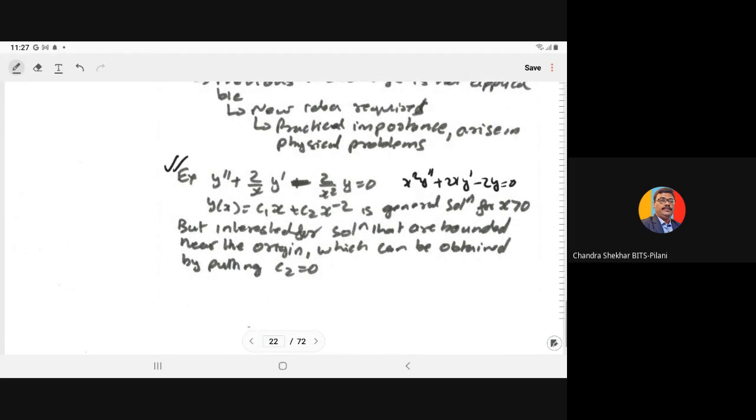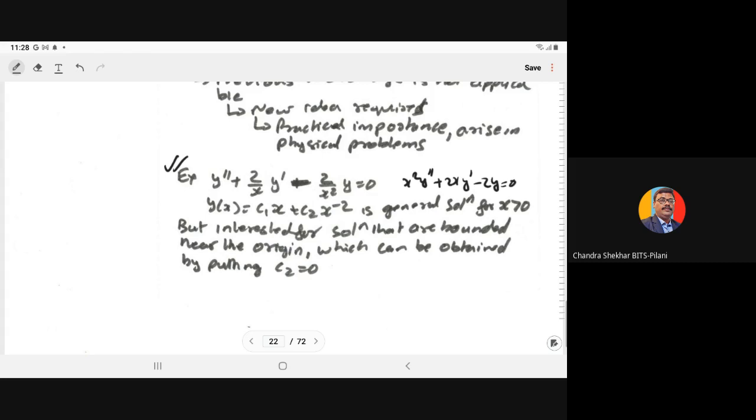So its solution will come by section 17. Its solution will come c1x plus c2x to the power minus 2. So this is the general solution for x greater than 0. If x greater than 0, then this solution will work: c1x plus c2 upon x square. There is no problem. When will the problem arise in the solution? When we have to use this solution for x equal to 0. At x equal to 0, due to the c2 upon x square, this will not work.